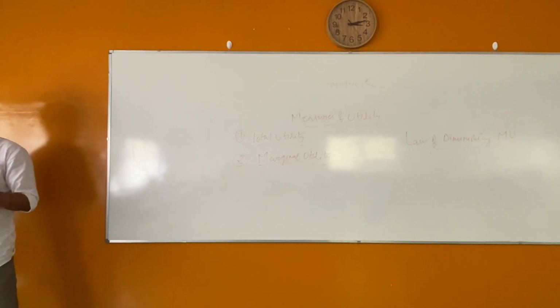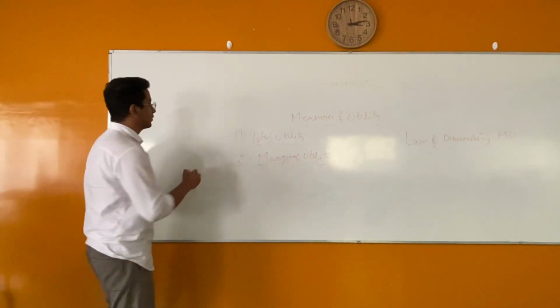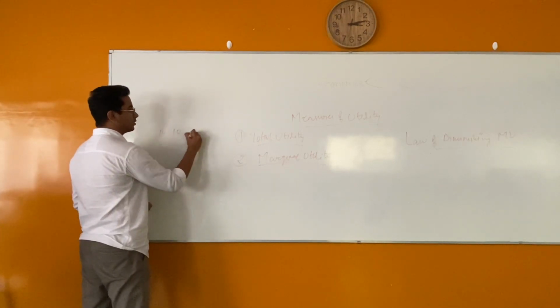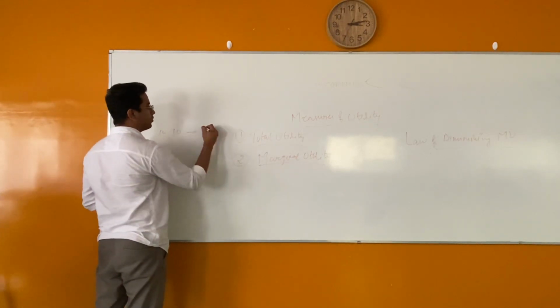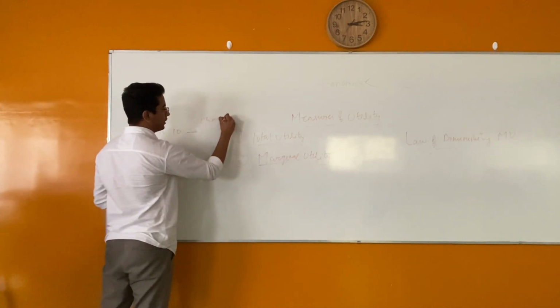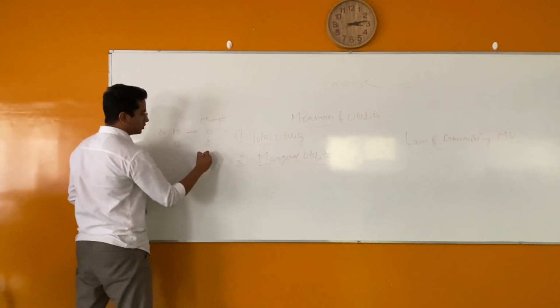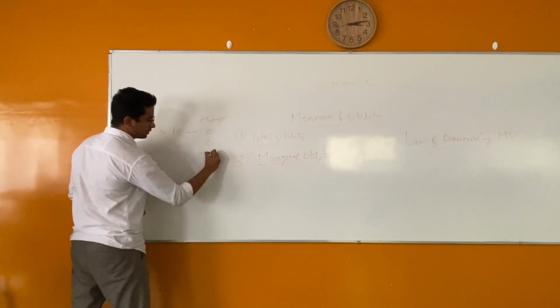Diminishing MU can also go negative. Think we have 10 units first. The MU is the change, right, of the additional unit. So there is 0. Again we have 2, the change is 2. So this can go to minus also, like this.